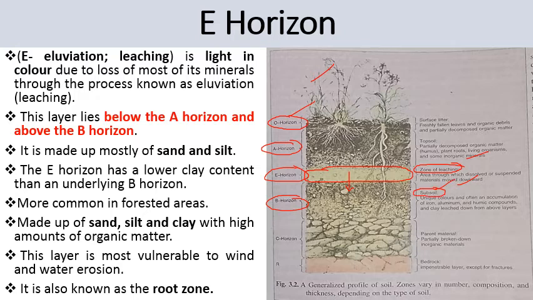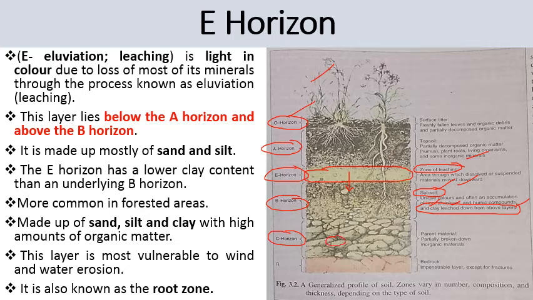Then comes B horizon. So the B horizon, this is known as subsoil because it is present just below the topsoil. It is unique in color and often has an accumulation of some minerals like iron, aluminium, humic compounds and clay leached down from the above layer. So the clay also accumulates here, and we know that clay soil particles are much smaller in size and they have very good water holding capacity.